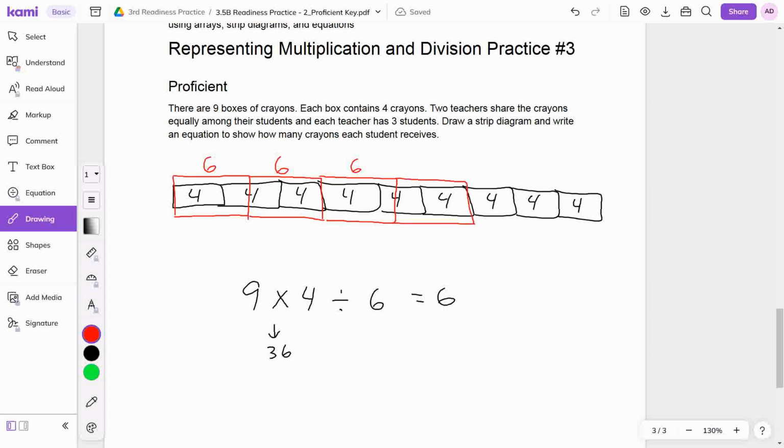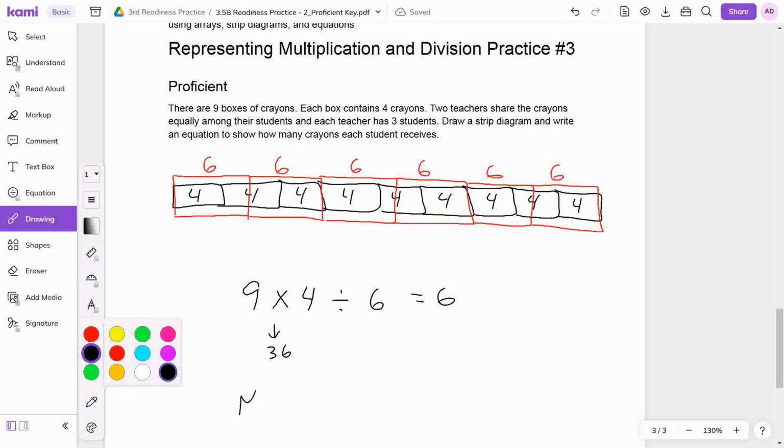You notice how I've taken basically 3 groups of 4, 4, 8, 12, and broken them into 2 halves, 6 and 6. And we can finish it off right here. It's going to give me 6. And that's going to get me 6. So I've got 6 equal groups of 6, and that's how they split the crayons among their 6 students.